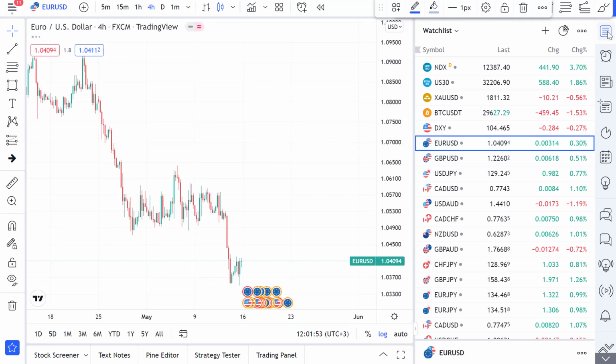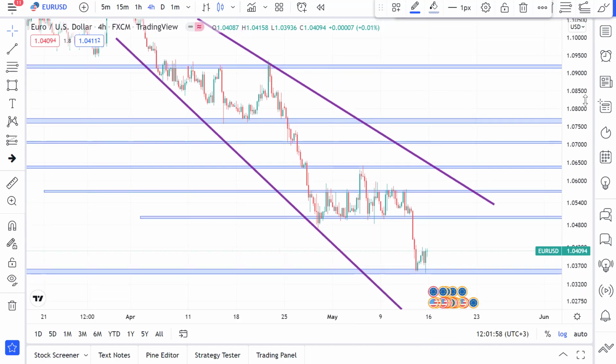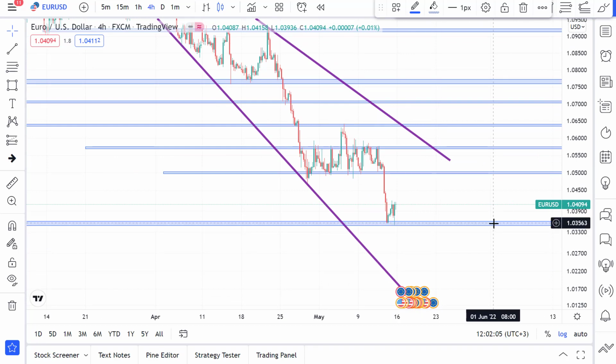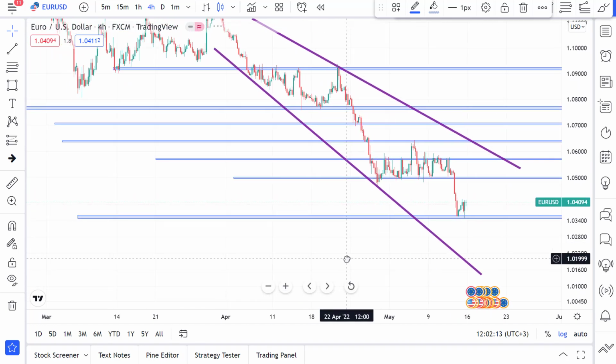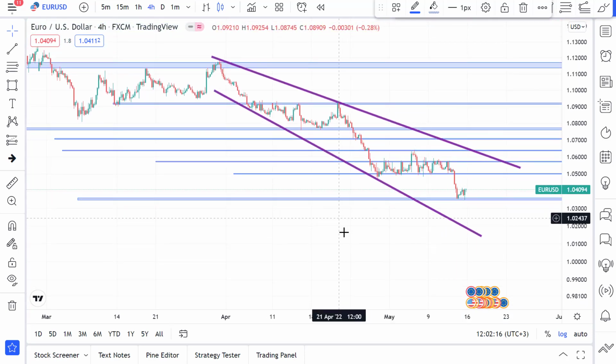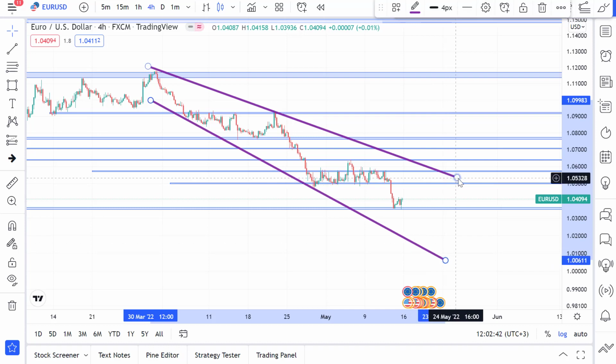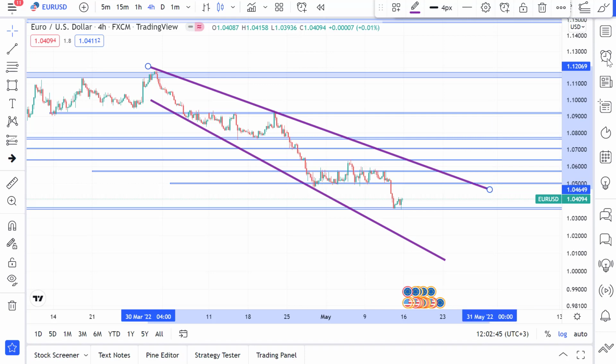For euro dollar, on Friday, the last day of the week, we had a reaction to this zone, which was 1.035. But we should consider that we are in a downtrend channel, and we guess that if we want to have any uptrend, we should have a breakout of this zone. It means 1.05 or 1.06. Then we can see the price is going higher. But up to the moment we are in this channel, the price is just moving downward.